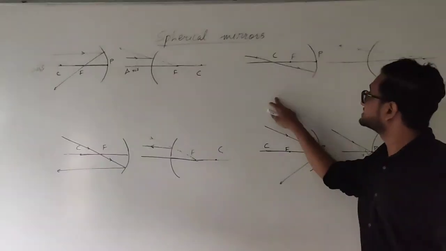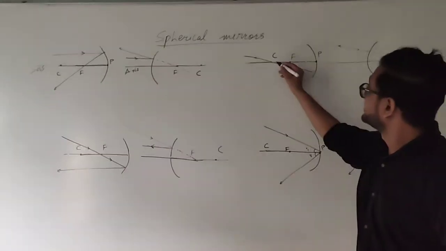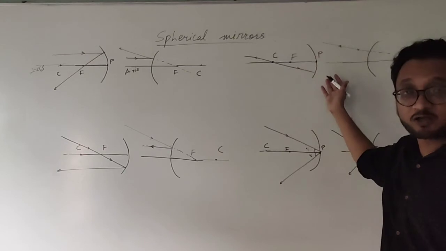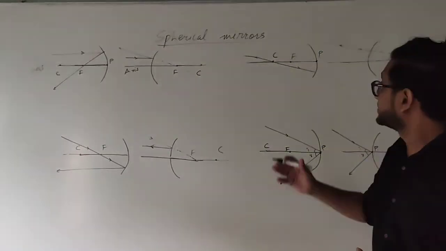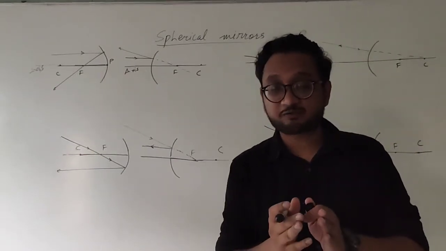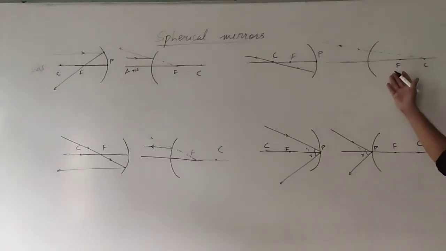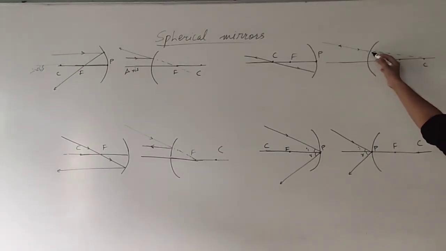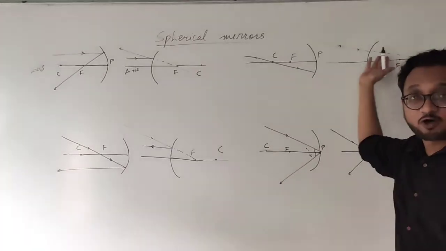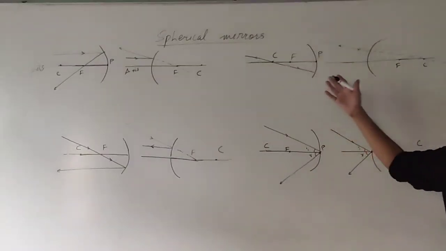In the third case, if it is passing through center of curvature, then the ray of light will fall back on the same path. It will not move here and there. So if the ray of light passes through center of curvature, the reflected ray of light will also pass through center of curvature. Same thing over here for the convex mirror. As you can see, the ray of light seems to pass through center of curvature, so it will follow back the same path it came from. Okay? For concave and convex.